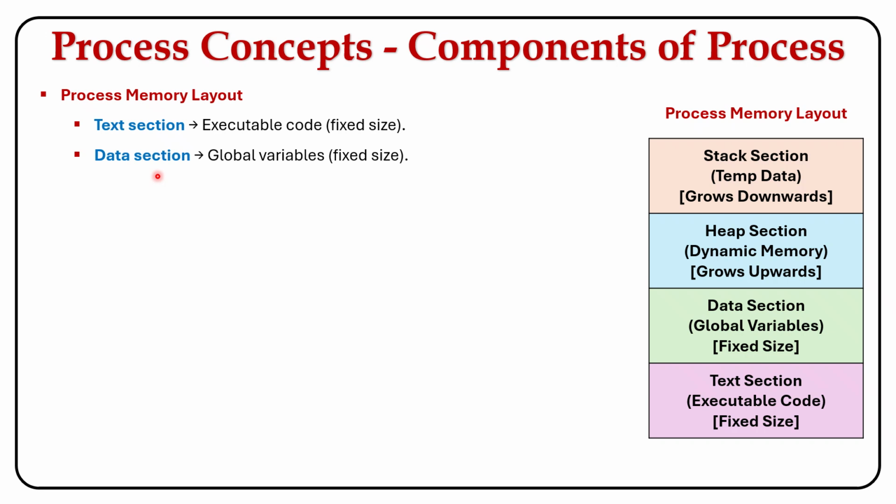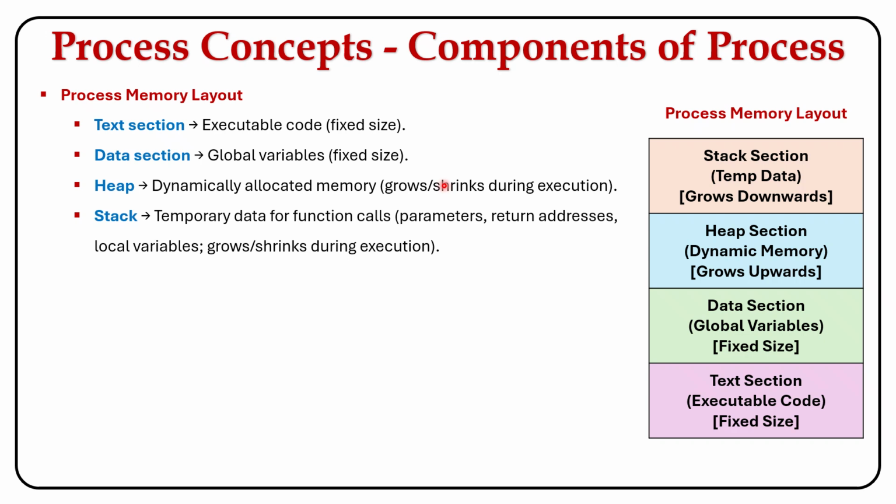The next is data section. It stores global and static variables and it also has a fixed size. The next is heap section. It is used for dynamic memory allocations, such as memory allocation using malloc in C programming. The heap always grows upwards whenever it requests for more memory.